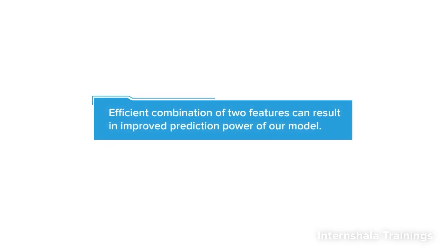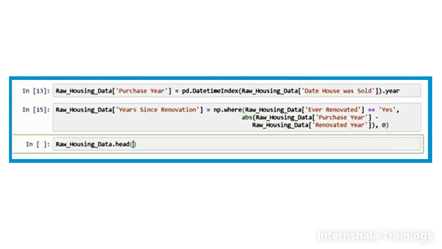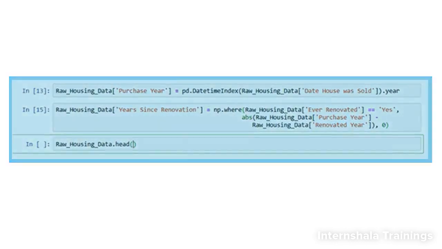Now that we have talked about feature extraction, let us shift our focus to generating new features as a combination of 2 or more independent features. This often requires some domain knowledge because efficient combination of 2 features can result in improved prediction power of our model. You may recall that we derived a new column, years since renovation, in a previous module using the year of renovation variable and the date of sale variable. This was an example of feature generation.